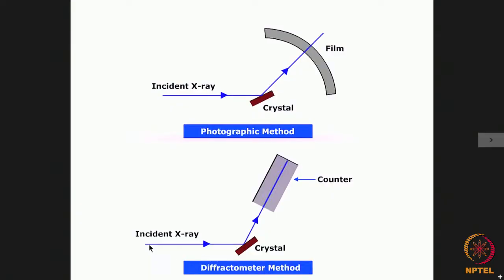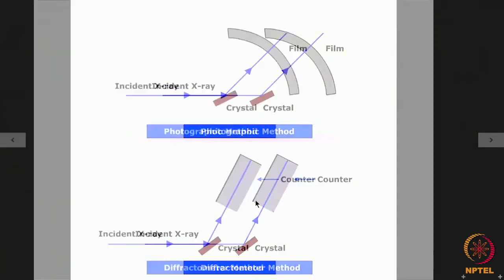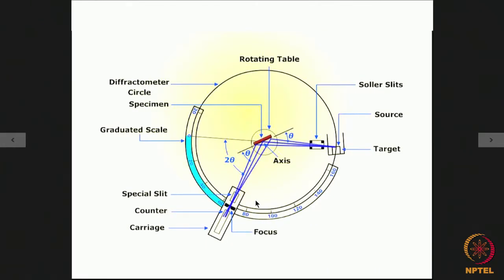Now, in the diffractometer method, we do not use the X-ray film to record the diffraction pattern. Instead, we use what is known as a counter. Now, this counter is basically a gas counter, which I talked about in a previous lecture. Anyway, I will come back to it again in this lecture. Now, what does a diffractometer look like?